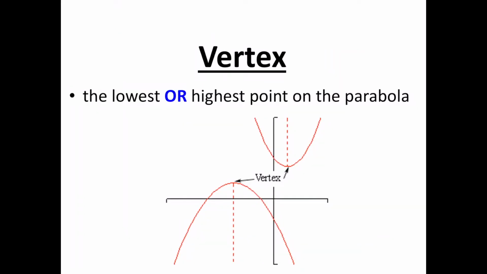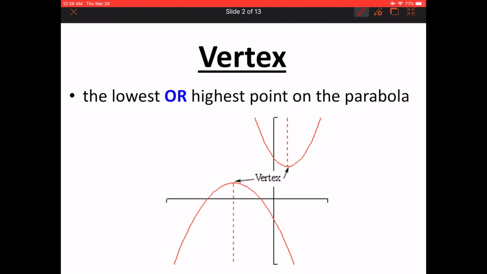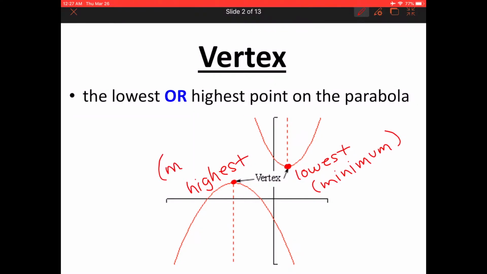The first part of a parabola that we really want to focus on is the vertex. The vertex is the lowest or the highest point on the parabola. Notice in this parabola, my vertex is right there. And in this upside down parabola, my vertex is right there. In this example, this is my lowest point, which we call a minimum because it is the lowest point. Whereas in my other parabola, the vertex is the highest point, so we call that a maximum. All right?